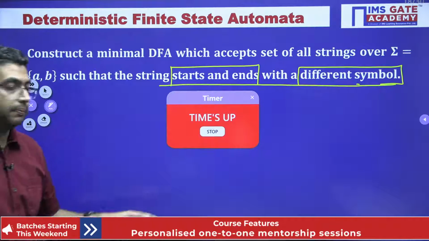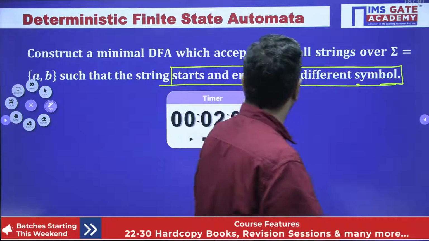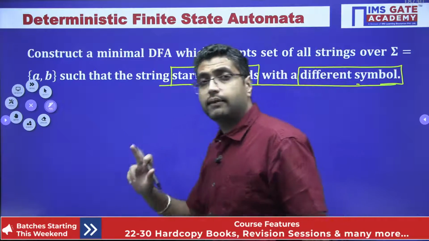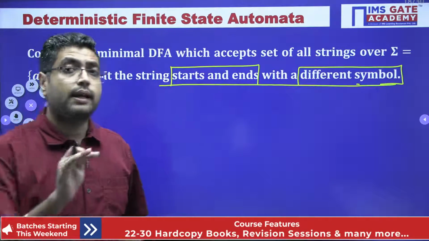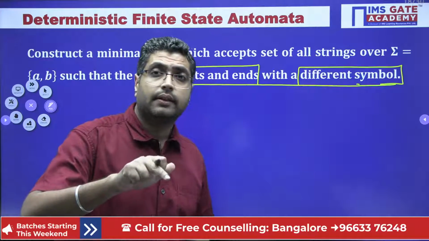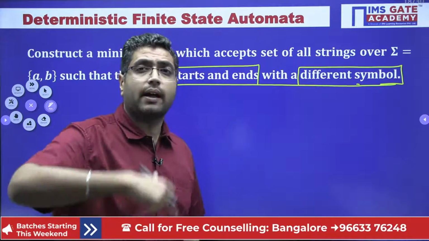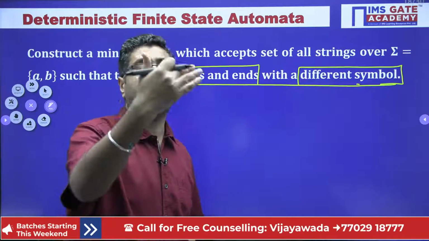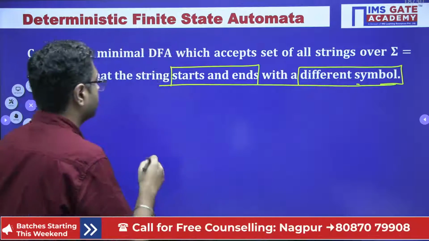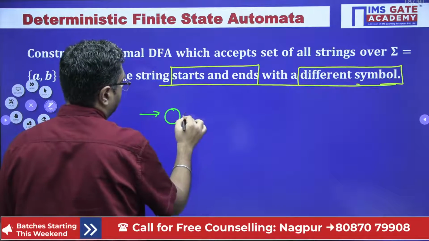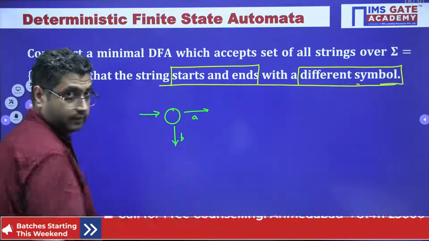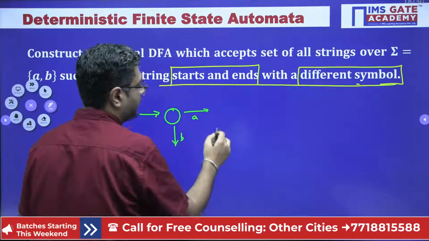Okay, the time is up. What we are saying is starting and ending with a different symbol. What we did earlier is starting with A and ending with B. That will remain as it is. Now the extra thing is starting with B and ending with A. So the state which we made dead earlier will now have similar transitions. Starting with A, this is starting with B. Earlier we made it dead. Now we will not make it dead.